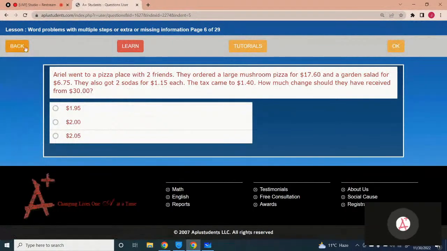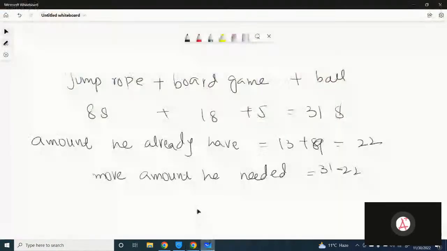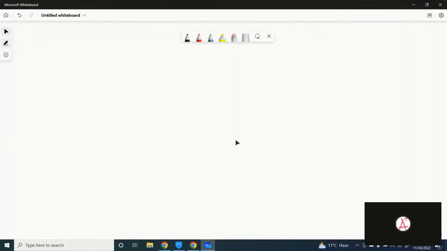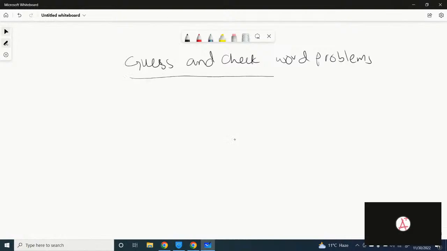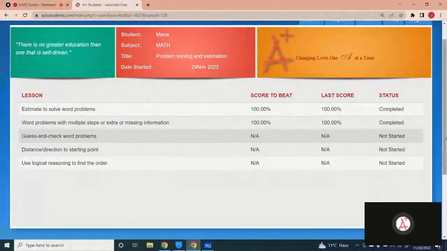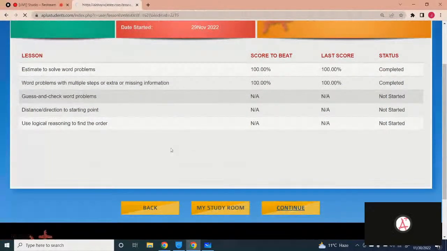Okay, you can complete the test by yourself later today. Let me just move on to the next topic. The next topic is guess and check word problems. The next lesson is guess and check word problems. Okay, here is the next lesson, guess and check word problems. Let's start with the lesson.